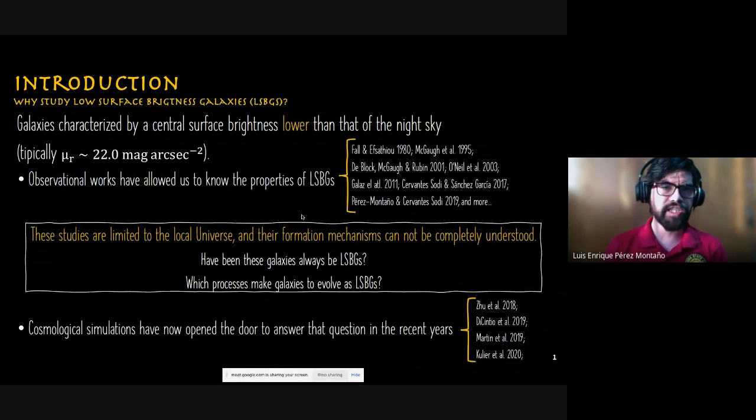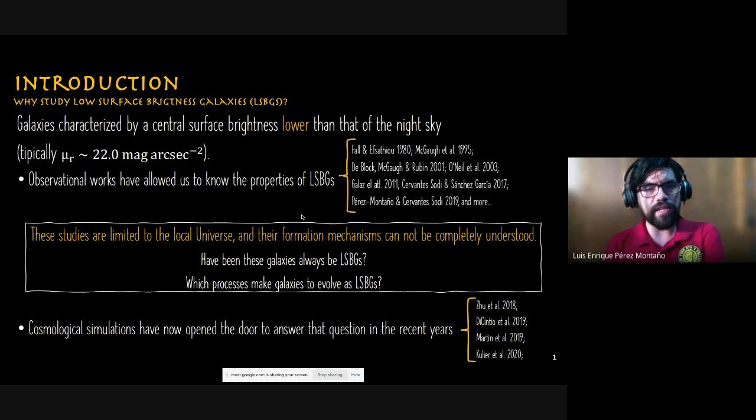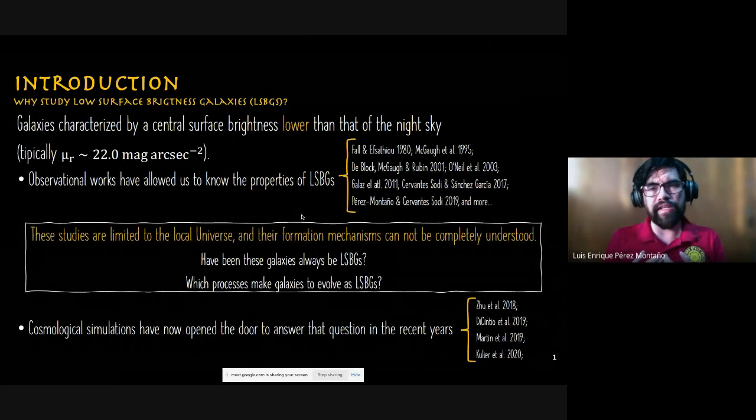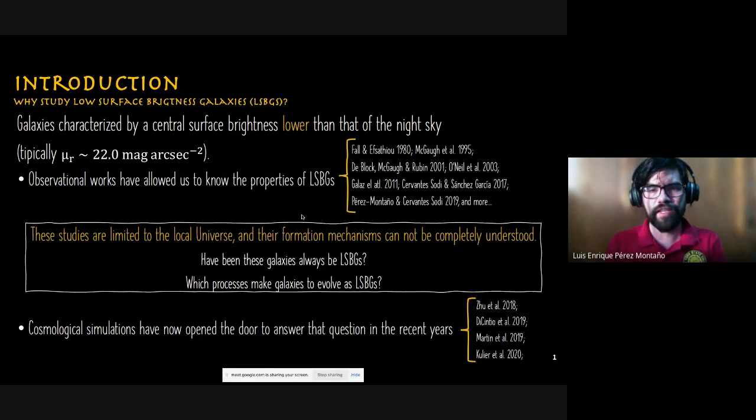So I will start talking about, well, Gaspar already said a lot of things about low surface brightness galaxies, or LSBGs. Many observational works have allowed us to study the properties of these galaxies, but unfortunately these studies are limited to the local universe. Why? Because the diffuse nature of these galaxies does not let us look very far in redshift. So we cannot see clear evidence of what happened with these galaxies in the past.